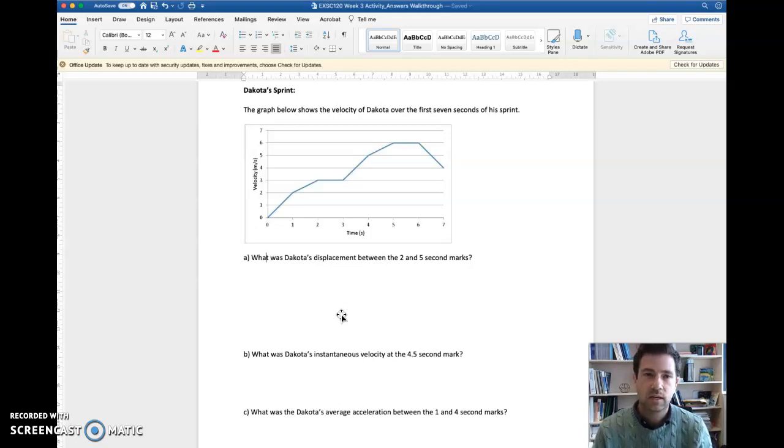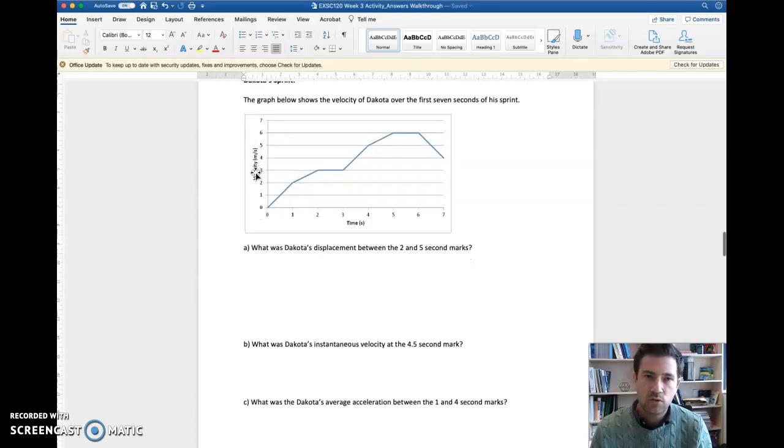what was Dakota's displacement between the 2 and 5 second marks. Now, immediately a lot of people's minds, when they get a question about displacement, are kind of expecting displacement in the graph, but that's not the case here. So just remember that this graph is around velocity, but as we know from kinematic concepts, if we have data around velocity over time, then we can use that data to calculate and understand things about displacement as well as accelerations, and that's what these questions are about here.